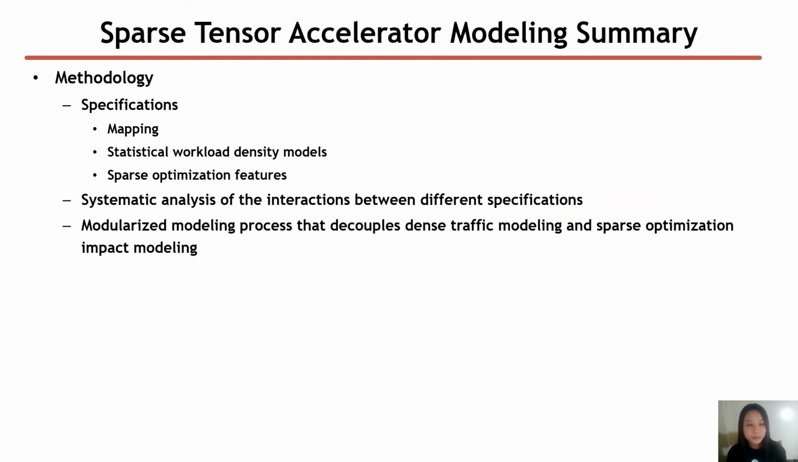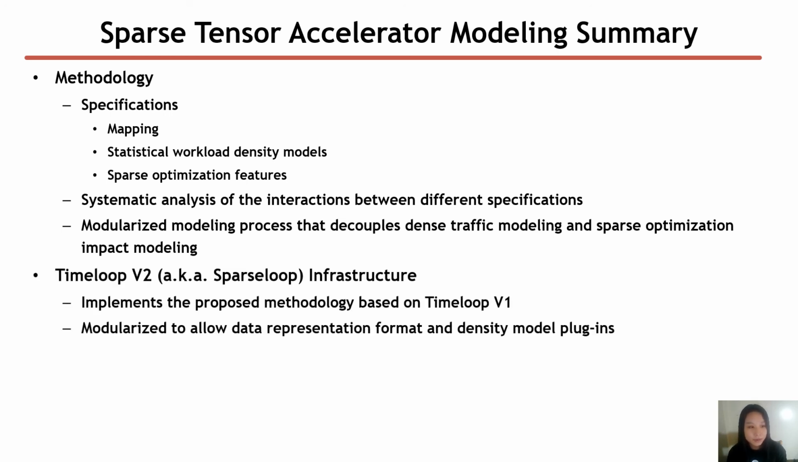As a summary of what we have discussed in this section of the background lecture, first we introduced the methodology for performing sparse tensor accelerator modeling. It involves 3 important specifications, including mapping, statistical workload density models, as well as sparse optimization features. We discussed how we could systematically perform the analysis of the interactions between these different specifications. We also allow a modularized modeling process such that we decouple the dense traffic modeling from the sparse optimization impact modeling. We implemented the proposed methodology into what we call the Timeloop V2 infrastructure.